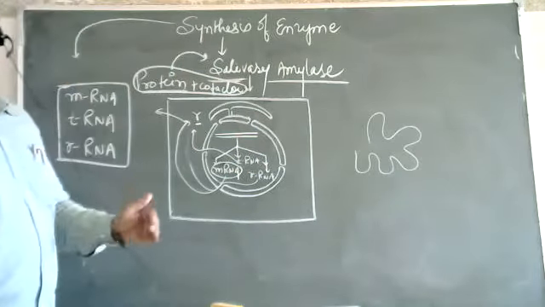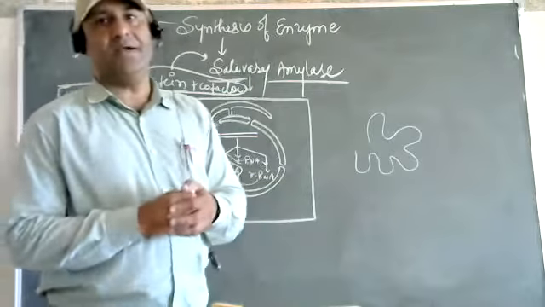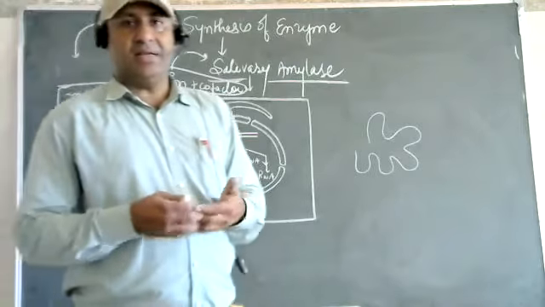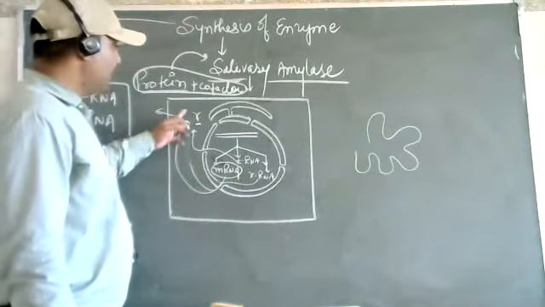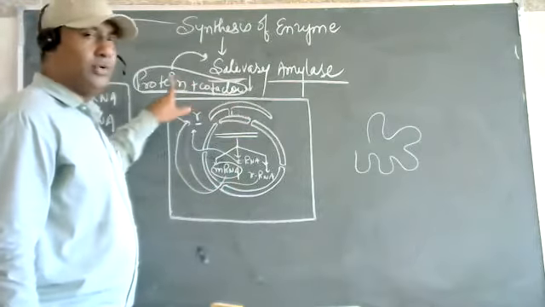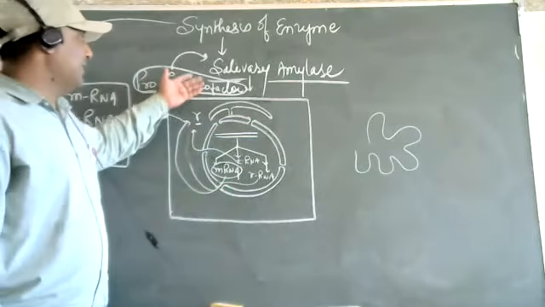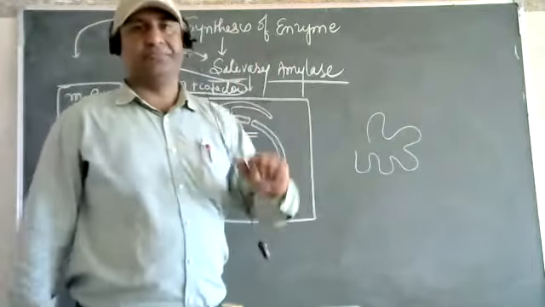So again, repeat, the synthesis of enzyme is completely controlled by the DNA. DNA transfers its mRNA as an informative agent. Now this informative agent transfers to the cytoplasm, where it joins with this machinery and prepares the protein. And then after the formation of protein, the cofactor joins and converts it into the salivary amylase. So this is the synthesis of enzyme.